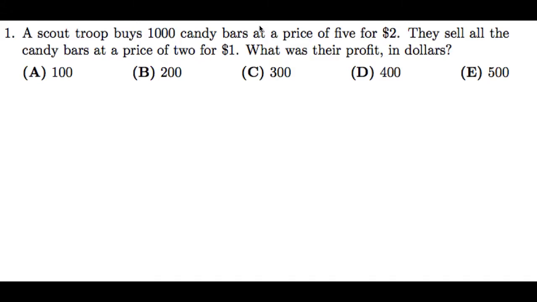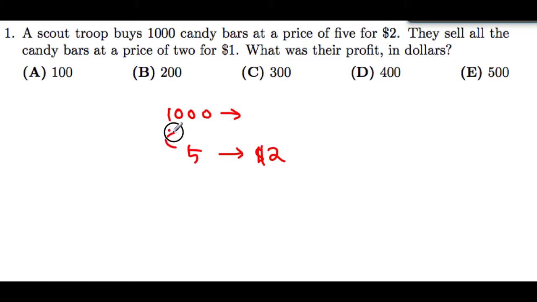Hello, let us look at the questions from 2005B. Here comes the first one. A scout troop buys 1,000 candy bars at the price of 5 for $2. So we have 1,000 candy bars, but 5 for $2. Okay, in that case, how much would it have cost the scout troop to buy 1,000 candy bars?